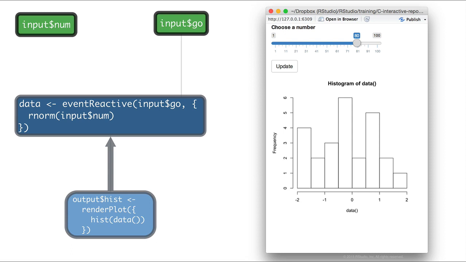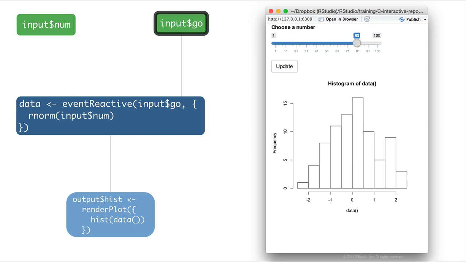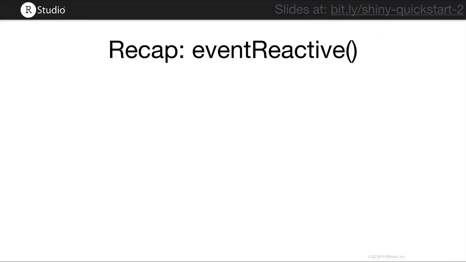When it does that, it's going to call input$num. So it will retrieve and use the most up-to-date value of input$num. It just won't take a dependency on it. And once it computes itself, then the output can use that new data set to recompute itself, and we get our new graph. All right, so this is how event reactive works.